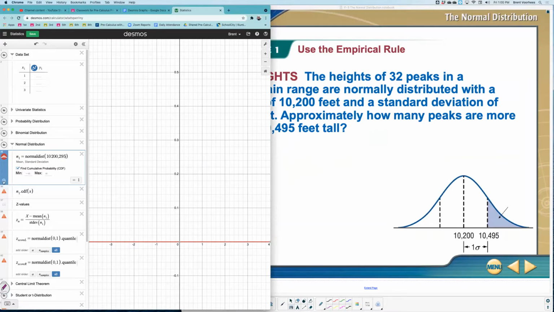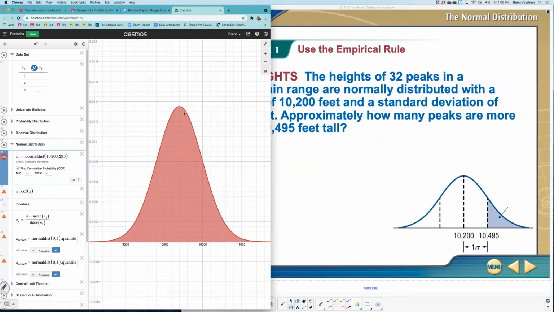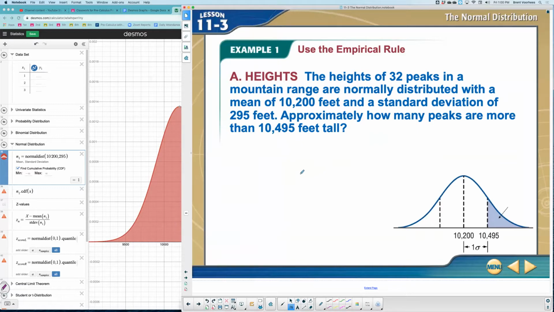295. And now I'm gonna hit this zoom. And so here's our normally distributed data. You might notice that if the mean here is 10,200 feet and one standard deviation is 295 feet, the value 10,495 is the mean plus one standard deviation. If you added these two together, the mean plus one standard deviation would be 10,495 feet.